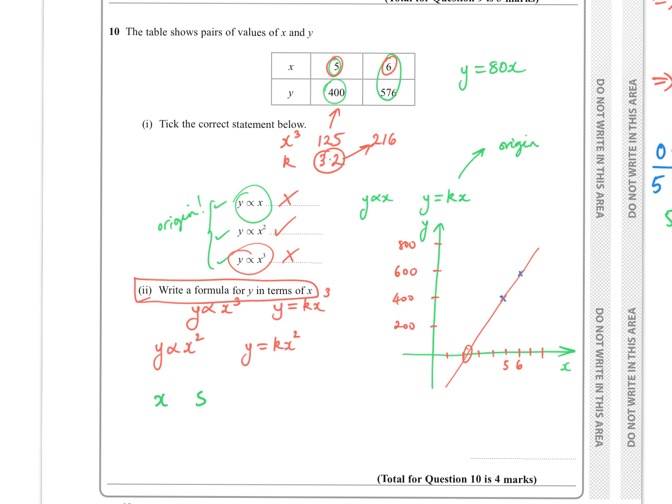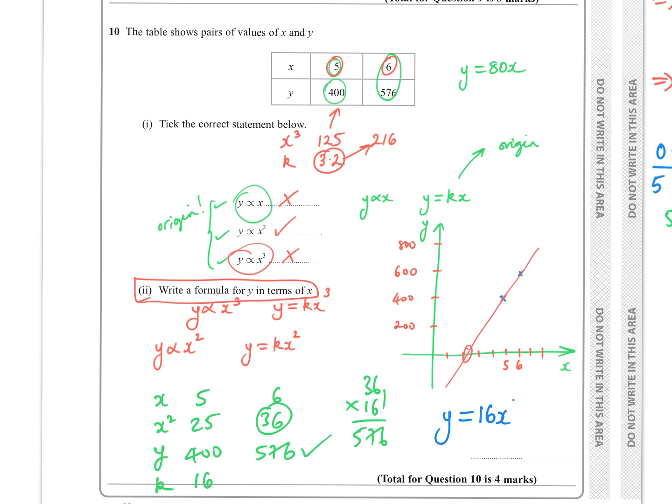So when x was 5 and 6, x squared would be 25 and 36, but our y values are 400 and 576. So 400 divided by 25, well that's 16, and you can use your calculator if you want to verify that. And then luckily enough, 36 times 16, well you can use your calculator. I'll do that quickly actually. 36 times 16, and yes, you get 576. So we've worked out the formula then. y is equal to 16x squared.